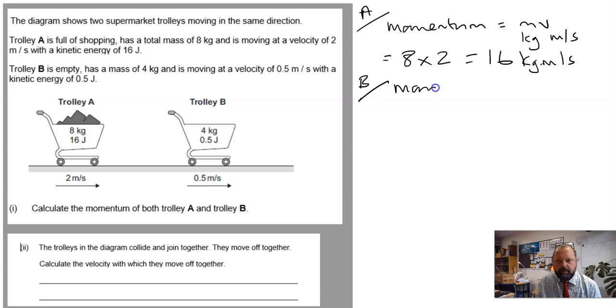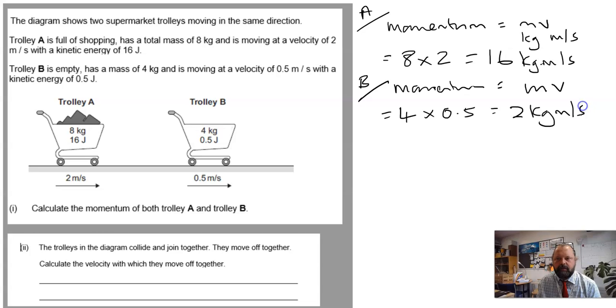Trolley B's momentum, again, is its mass times its velocity. Its mass is 4, its velocity is 0.5, its momentum is 2 kilogram meters per second.